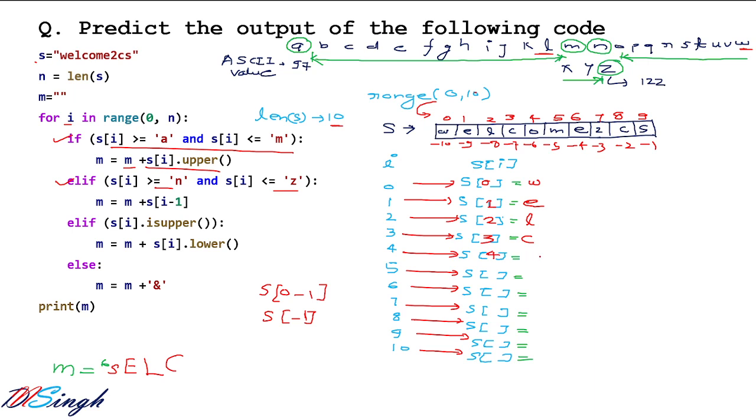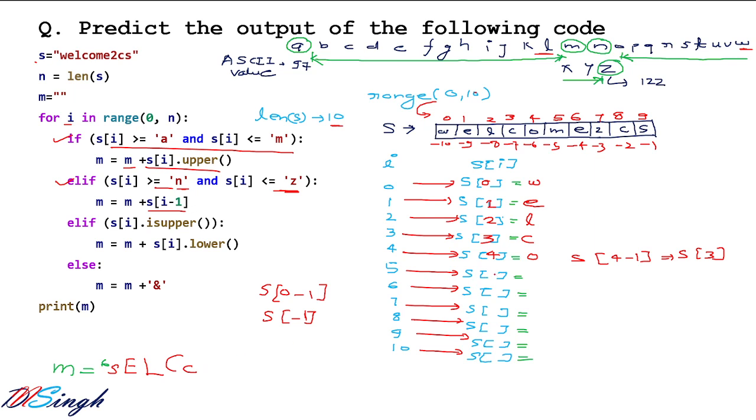S of 4 is what? Small o. Small o is in the range of the elif, means here, where you have N. It is o greater than n, less than z. So what will happen? Whatever the value at I minus 1 index. So what is the index here? S of 4 minus 1 means S of 3. What is S of 3? S of 3 is small c. So small c will be concatenated.